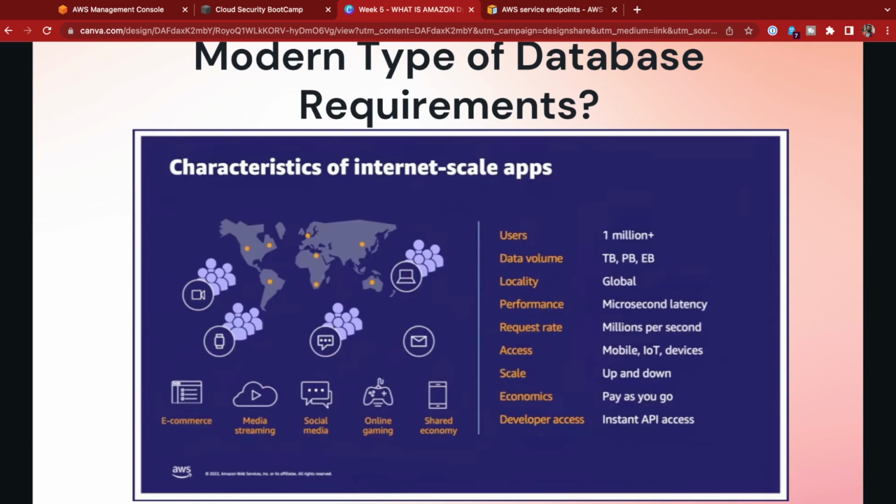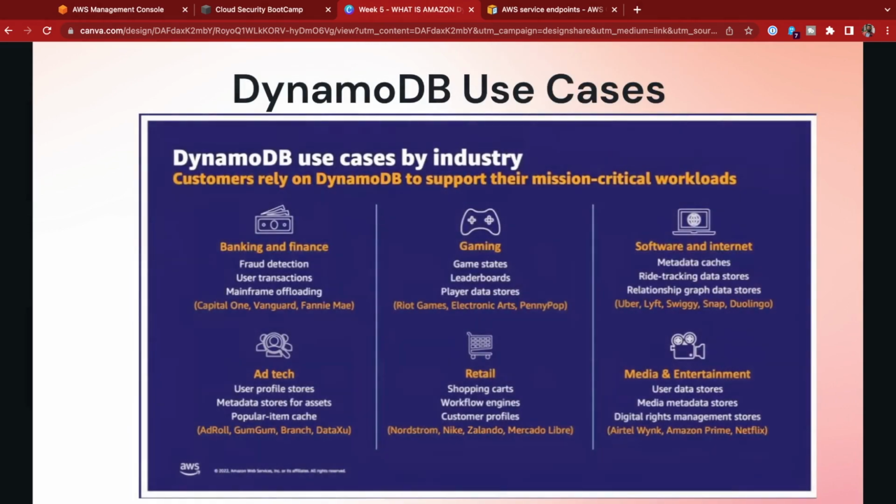Some of the examples shared by Amazon themselves include the American Football Super Bowl, which is probably one of the biggest events in the world and has millions of users logging in from everywhere in the world. Even those folks are using DynamoDB in the background. There are other use cases as well. For example, it is being used by companies like Capital One, Vanguard, and a lot of other companies.